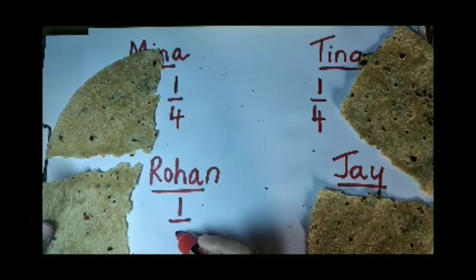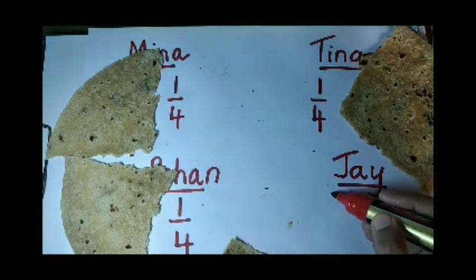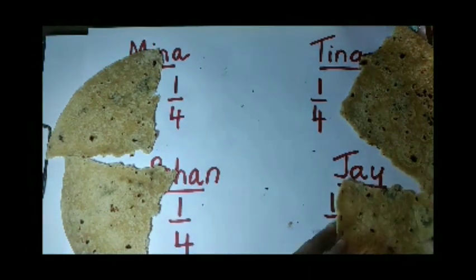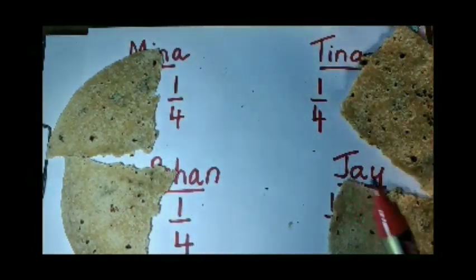Rohan also gets a quarter of the chapati, that is 1 upon 4, and Jai too gets a quarter of the chapati, that is 1 upon 4. So all four get a quarter of the chapati.